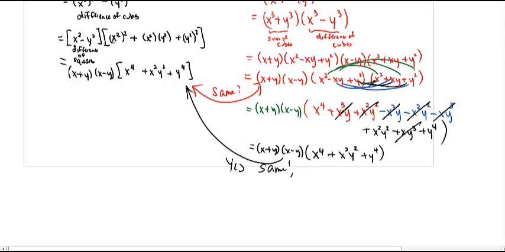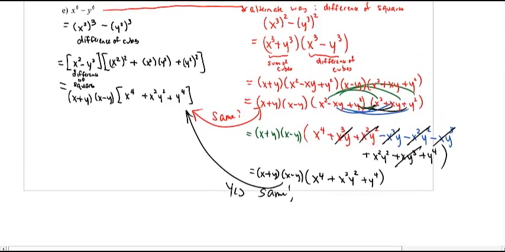So when you're doing x to the power of 6 minus y to the power of 6, you can do it both ways. Start it off as a difference of cubes, or start it off with a difference of squares. You'll get the same answer in the end.